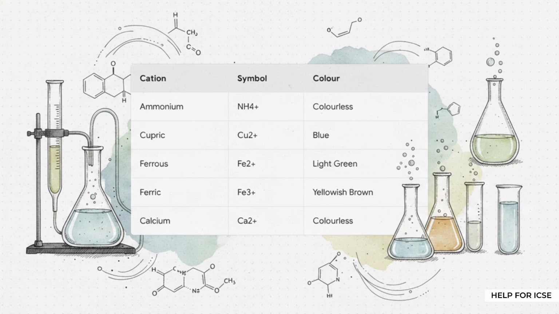See a pale blue solution? You're probably looking at cupric or copper-2 ions. A light green liquid? That's going to be your ferrous or iron-2 ion. Yellowish brown points us straight to ferric, iron 3. Meanwhile, cations like calcium, zinc, and lead, they just hide in plain sight as completely colorless solutions.